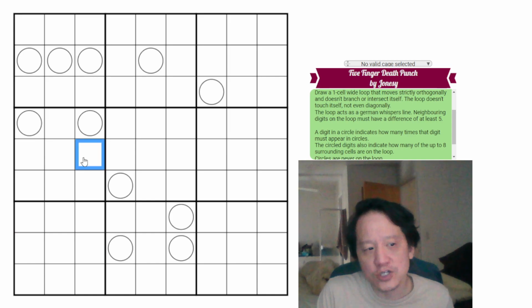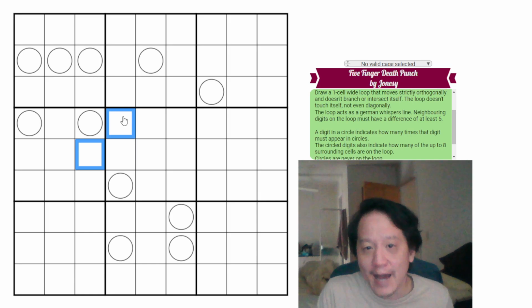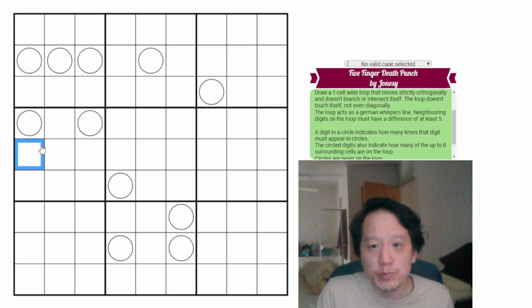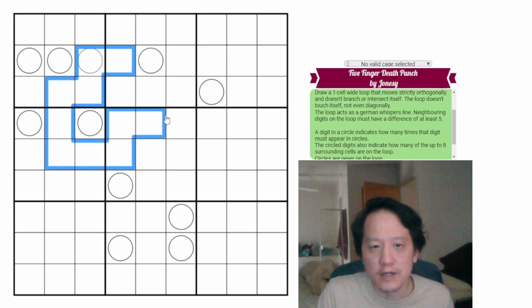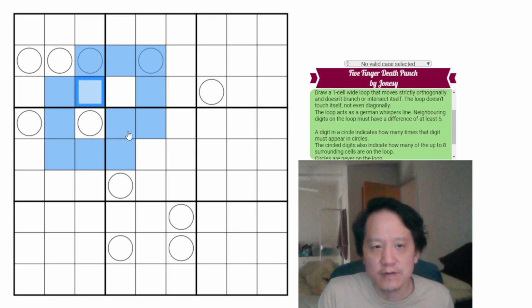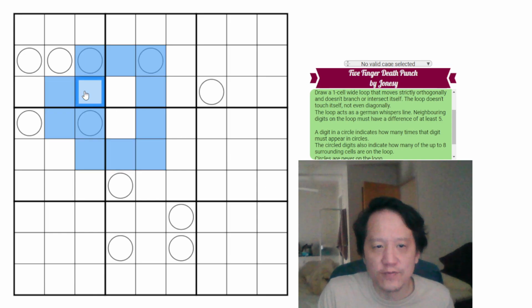So orthogonally means sharing an edge. For example, these two cells are orthogonally connected and it moves orthogonally, but these two are not. This is diagonally connected. And the loop does not touch itself. Obviously it touches itself on the edge where it connects, but it could not do something like this because it would touch itself diagonally. And obviously it cannot do that either, because it would touch itself right here.